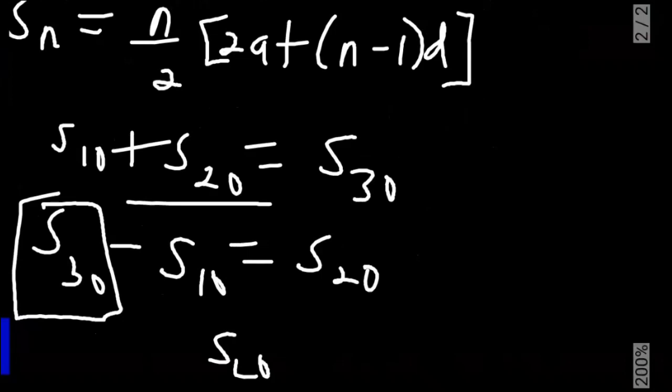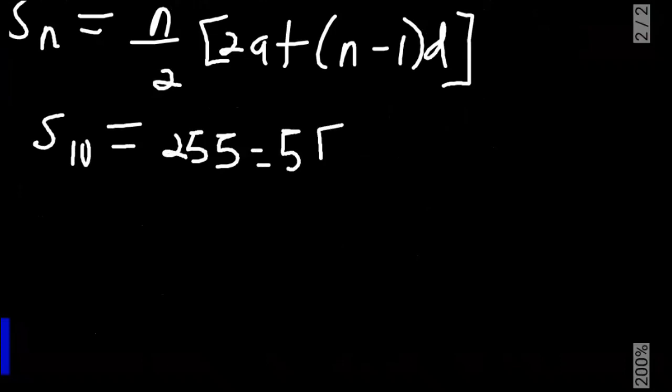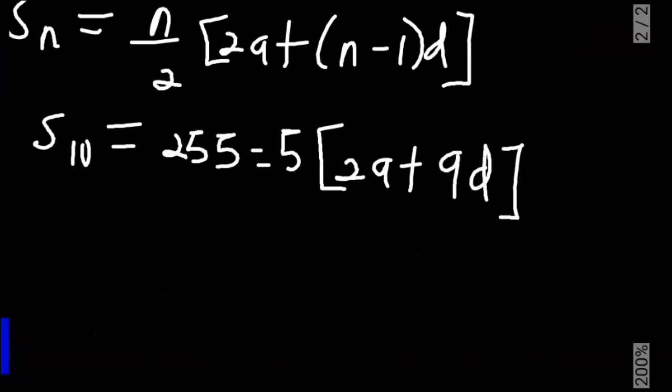Then we subtract the sum of the first 10 terms from that. Let's go. Let's list out what we have. We have our sum of the first 10 terms as 255. If we write its formula out, we have number of terms over 2, that's 10 over 2, we have 5, multiplied by 2 times the first term, we don't have the first term, plus number of terms minus 1, 10 minus 1, we have 9. We don't have the common difference.